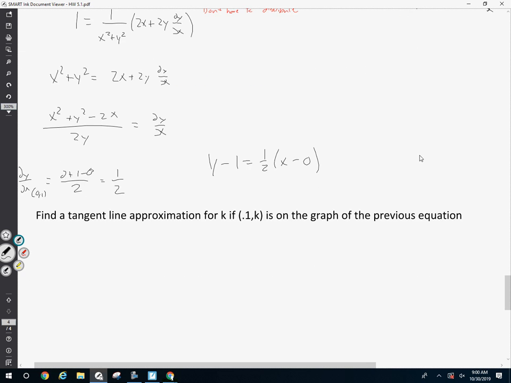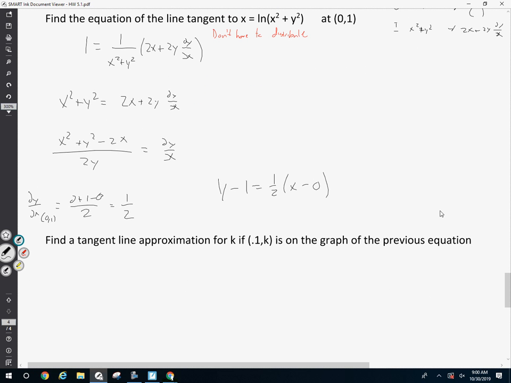Okay, now we're going to do a tangent line approximation. Find the tangent line approximation for k if 0, 1, k is on the graph of the previous equation. Well, I'm going to use y minus 1 equals 1/2 x minus 0 to approximate x equals log x squared plus y squared around 0, 1. Well, 0.1 is close to 0, so this will work.